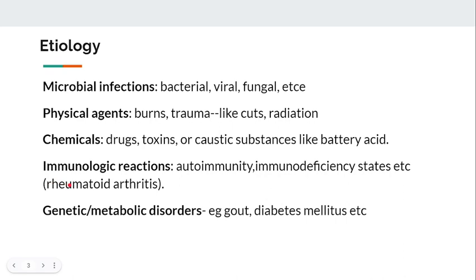Multiple choice especially. Then there are also genetic or metabolic disorders. I'm sure there's no explanation needed here. An example is diabetes mellitus.